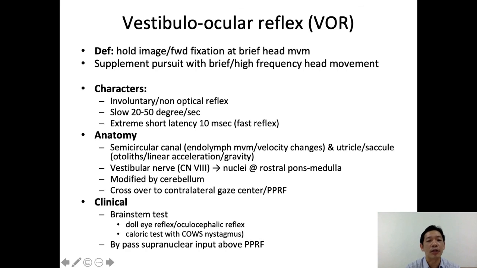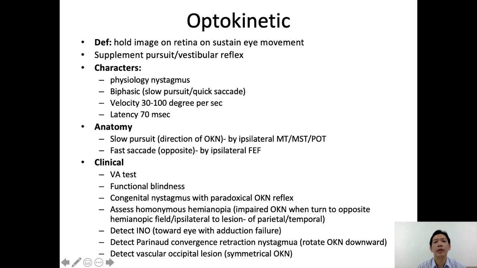Very important to mention that this system at the end is crossed over to the contralateral gaze center. Whenever the impulse from one side of your ear goes to the contralateral gaze centers, depending on the movement of your head, all these gaze centers go through all the important neural tracts, for example the medial longitudinal fasciculus and also the posterior commissure, then go to the different vertical and horizontal movements, and also different movements to compensate for your head movement by the different cranial nerves.